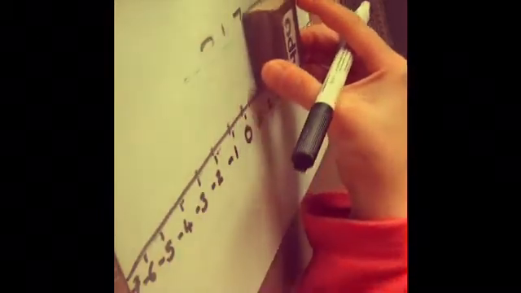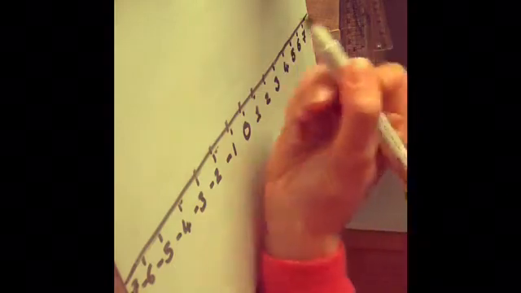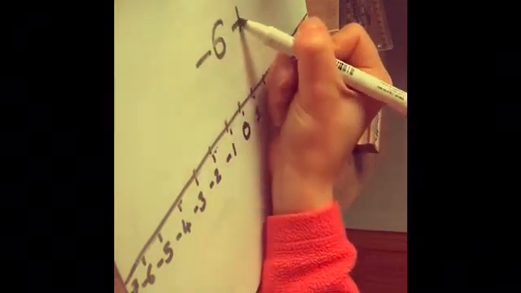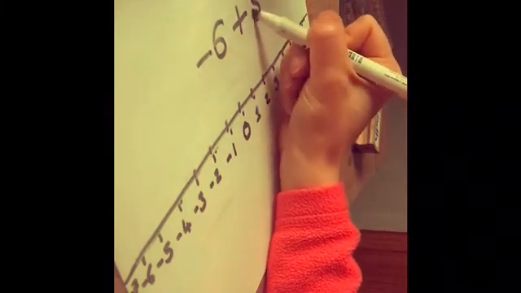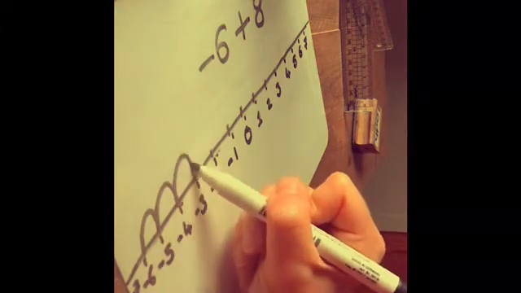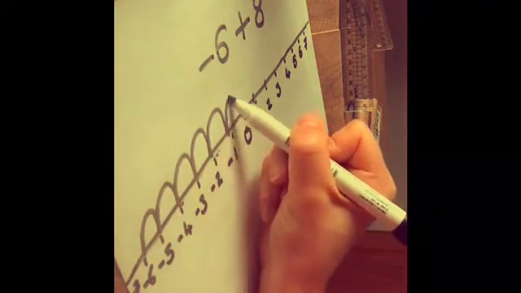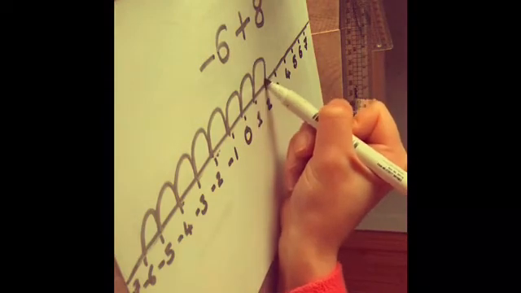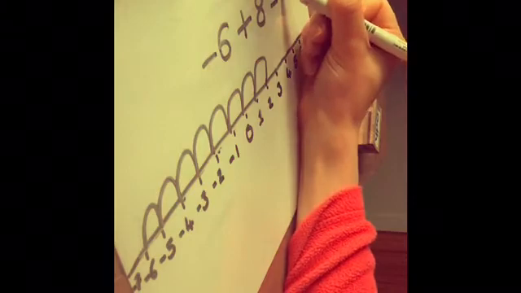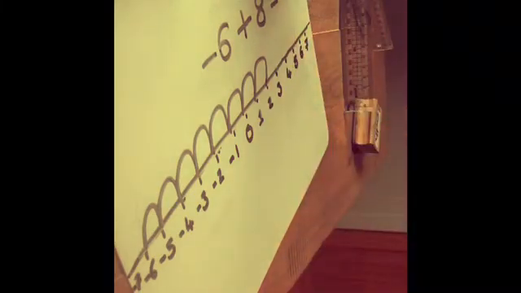Now you can pause this video and try this next one yourself. What would it be if we were on -6 and we were adding 8? Pause this video now and see if you can work it out. So -6, add 1, 2, 3, 4, 5, 6, 7, 8. So -6 add 8 equals 2.